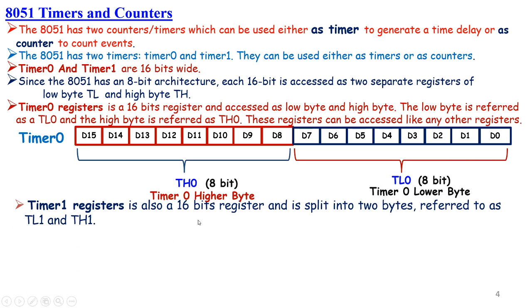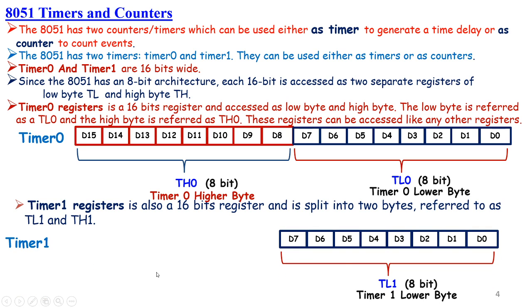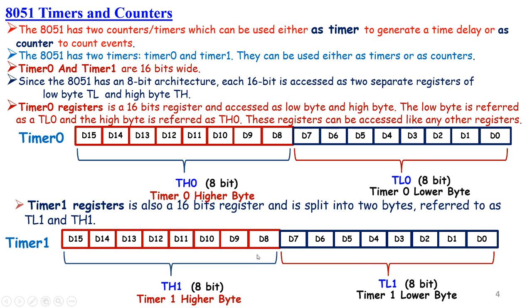The Timer 1 register is also a 16-bit register split into two bytes referred to as TL1 and TH1, the lower byte of Timer 1 and the higher byte of Timer 1. So this is the lower byte, D0 to D7, named TL1, 8-bit. D8 to D15 is the higher byte of Timer 1, named TH1. So the timer register may be used as a 16-bit register, or as a lower byte 8-bit and a higher byte 8-bit.